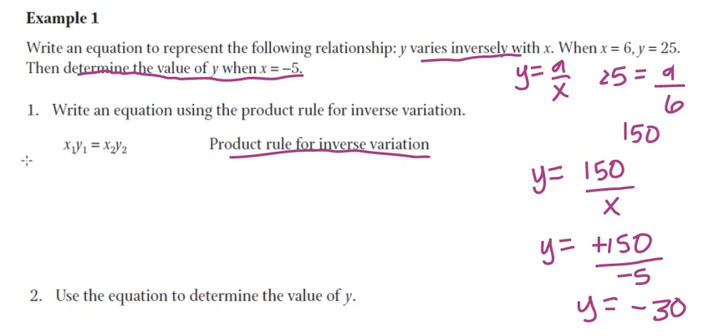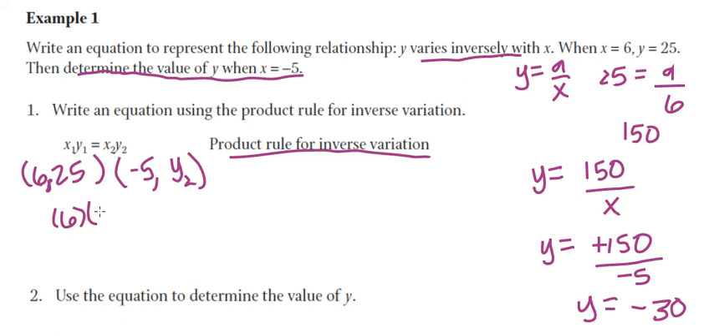So basically what you can do is turn these into ordered pairs. It says when x is 6, y is 25. So that would be the ordered pair 6, 25. And our second one, it says to determine the value of y when x equals -5. So it would be -5, and this is y2. We don't know what it is. So then we could set up an equation that says 6 multiplied by 25, because it's x1 times y1, would be equal to x2, which is -5, times y2.